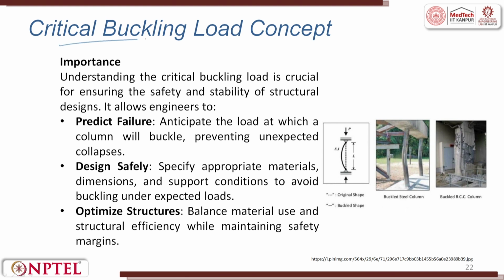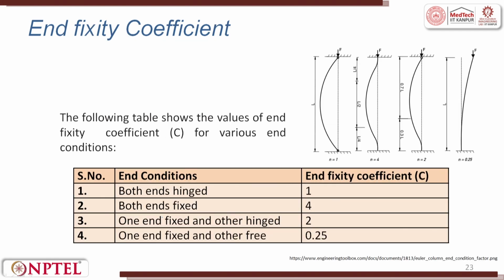The importance of the critical buckling load concept is that it is crucial to ensure the safety and stability of structural design. It allows the engineer to predict failure, design safely and optimize the structure. When I say predict failure, it anticipates the load at which the column will buckle. When I say design safely, it is the appropriate material choice and the supporting conditions which are required. Optimum structure balances the material used and structural efficiency while maintaining safety margins.